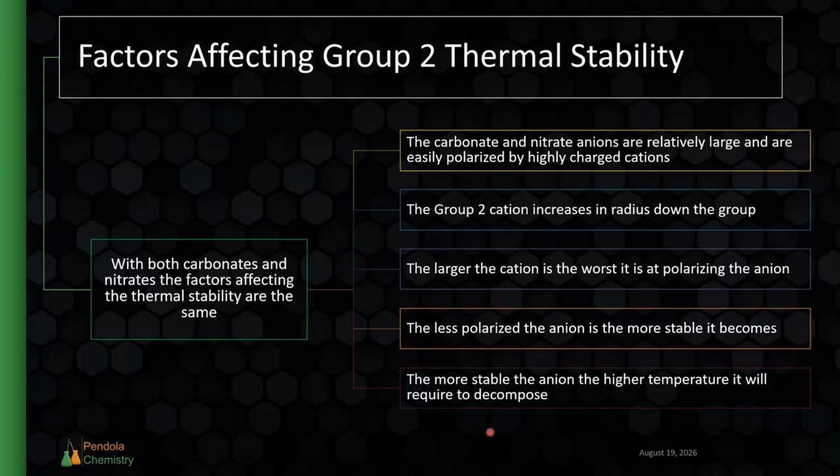I know it's a very long and very tedious section, but this is the meat and bones of this chapter. This is one of the most important sections of the chapter, particularly the energy level diagrams, the math, and understanding how to explain the effects that all of these different factors have on lattice energy and on the thermal decomposition of group 2 nitrates and carbonates.